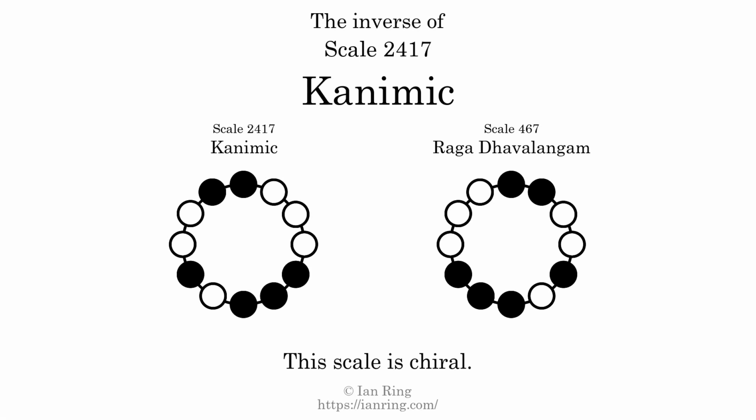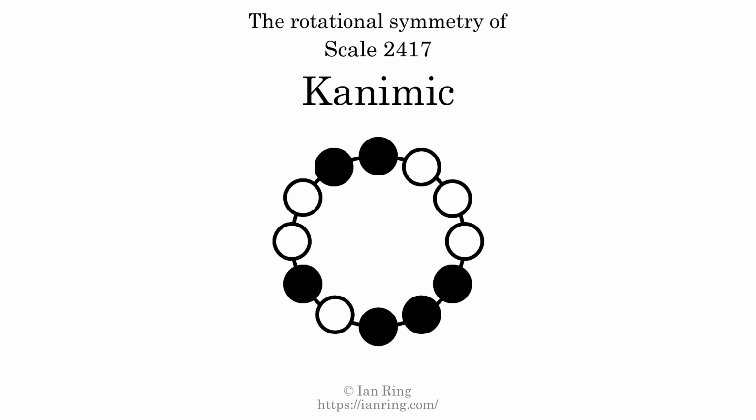The inverse of a scale is a mirror image. It is what you get when the sequence of intervals is reversed. The inverse of this scale is scale 467, also known as Raga Davalangam. This scale is chiral. It cannot transform into its inverse by rotational transformation. This scale has no rotational symmetry.